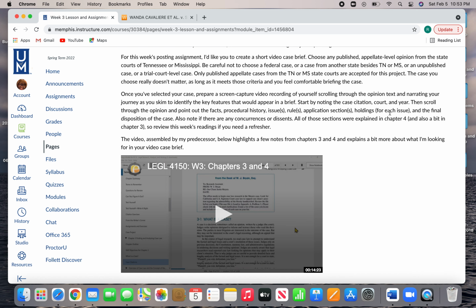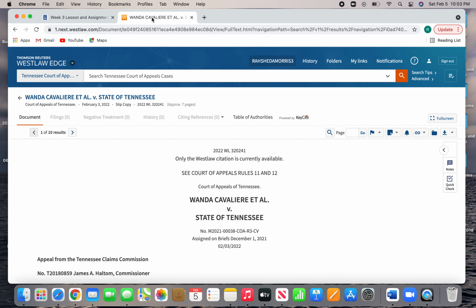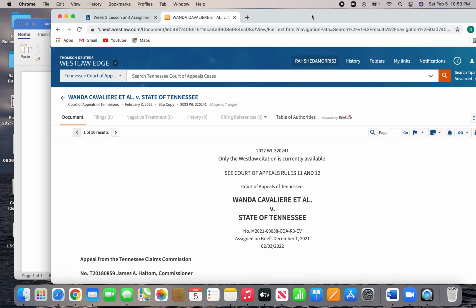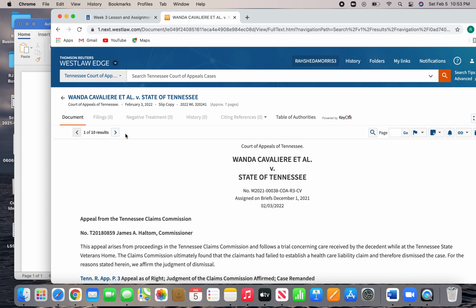I didn't really do a lot of hunting for cases, just minimal, and I came across one that I thought was pretty interesting that I wanted to do, and it's pretty quick. So this is the one that I have chosen. It's actually Wanda Calvary et al. versus State of Tennessee.